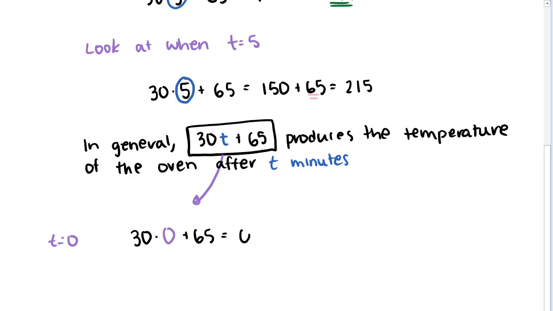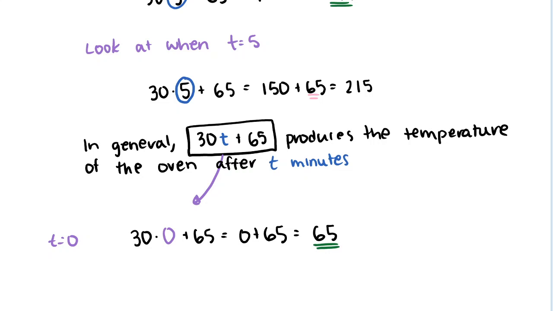This is equal to 0 plus 65, or in other words, just 65. So here this is saying that the temperature is 65 when the time is 0, and that makes sense, right? That's what we said, is that after 0 minutes have passed, the temperature of the oven is 65 degrees Fahrenheit. So here our expression works even for that.